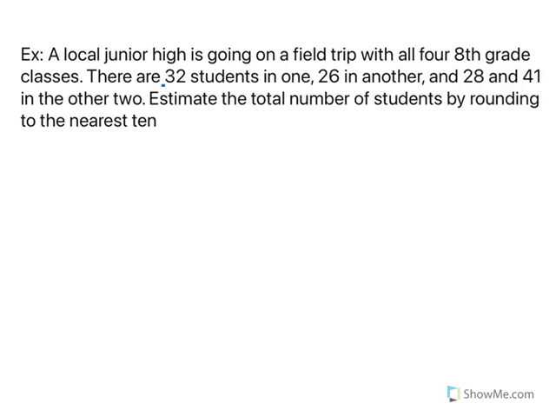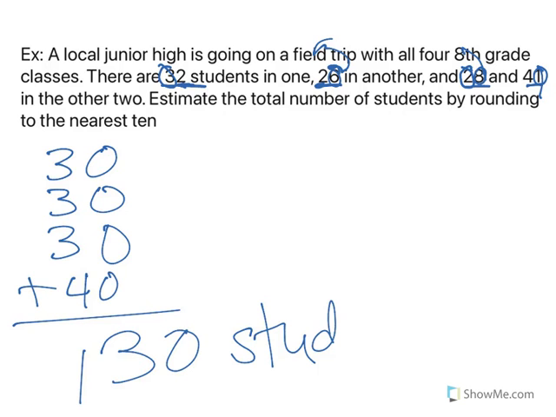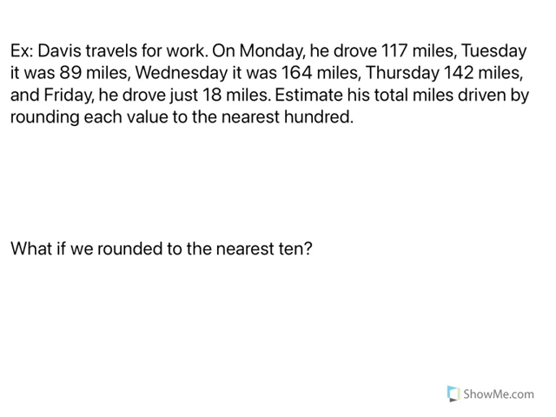Okay, so to the nearest 10, 32. So the 3 is in the 10 spot. 2 tells me to stay the same. 30. 26. 2 is in the 10. 6 tells me to round up. 30. 28. The 2 is in the 10s. 8 tells me to round up. 30. And then 41. That 1 tells me to stay the same. So when I add these together, I get 130 students. So an approximate here.